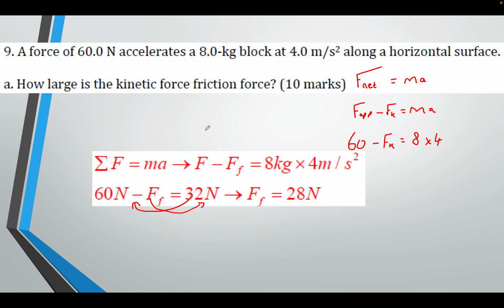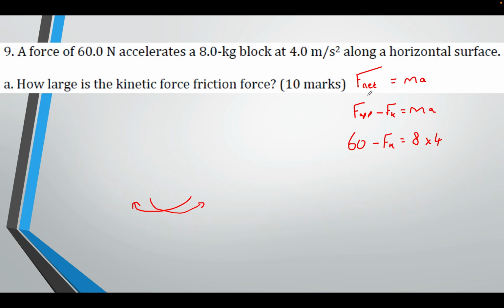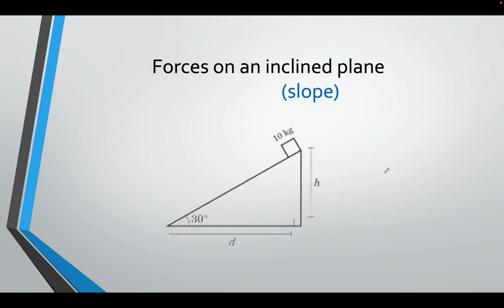What did we do? I'll close this off, that's confusing. Let's do this. Start with F net equals MA. Break the F net into the different forces. We have two forces, applied and kinetic, equals MA. 60 minus Fk equals 8 times 4. Of course, 8 times 4 is 32, so I can continue by doing that. 60 minus Fk equals 32. Rearrange to get 60 minus 32 will give me friction. Amazing.